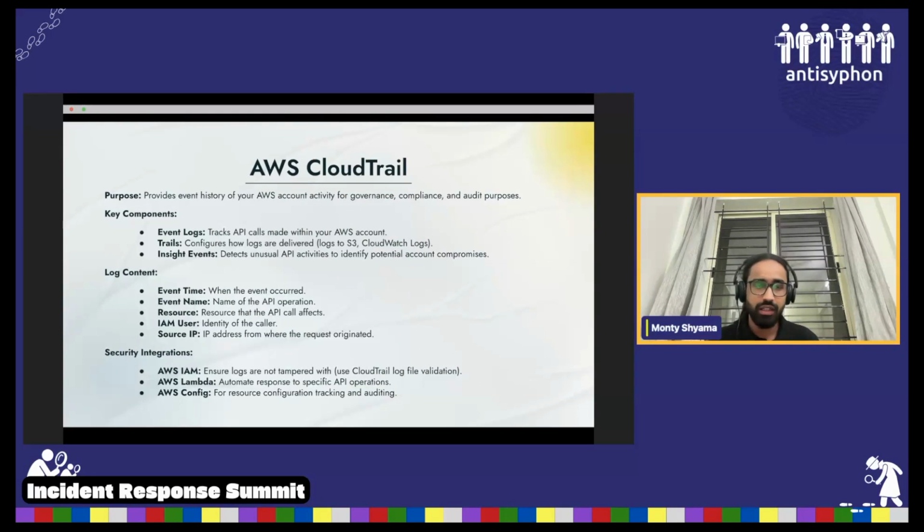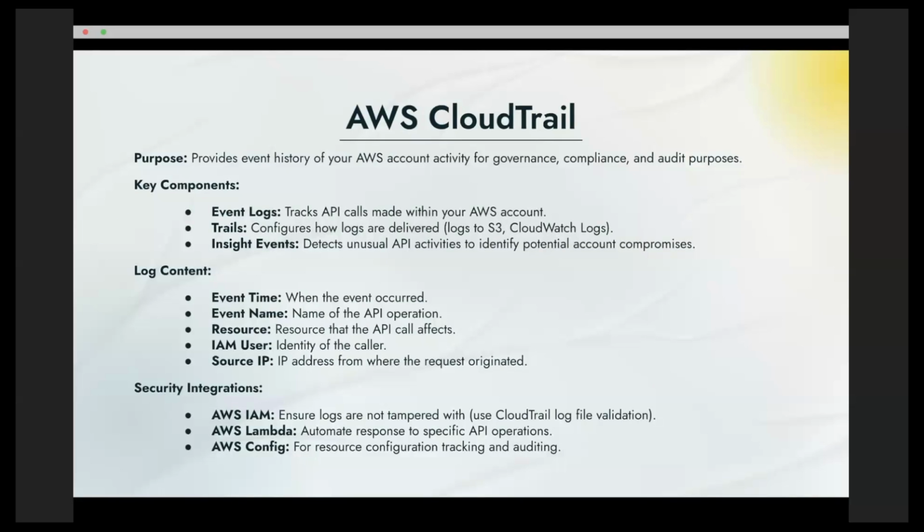First is CloudTrail, which provides the event history of all the API calls made within a resource in your AWS account. It can also be used for governance, compliance, and audit purposes, and it proves very beneficial during an incident. Key components include the event log that tracks all the API calls. You have the trails. You can configure these CloudTrail logs to get delivered to S3 or CloudWatch, and you also get Insights events, not enabled by default.